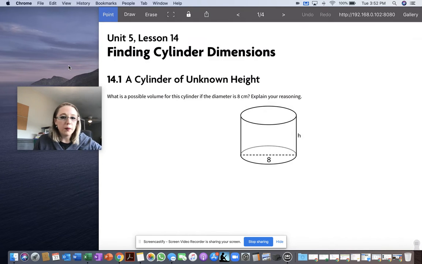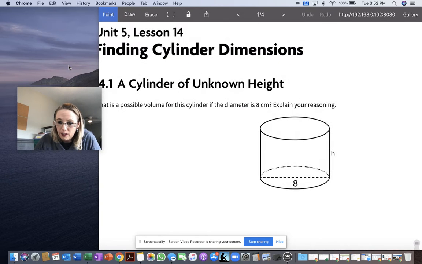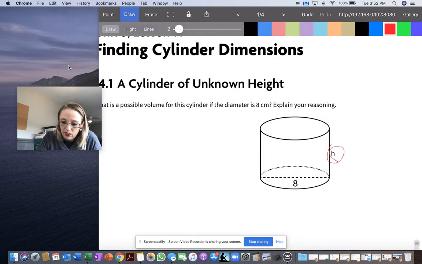Okay, so 14.1. What is the possible volume for this cylinder if the diameter is 8 centimeters? The first thing you're going to notice is that there is no height given, okay? And you will see that that isn't going to matter, or you're going to be able to figure out very quickly what that height is, okay?